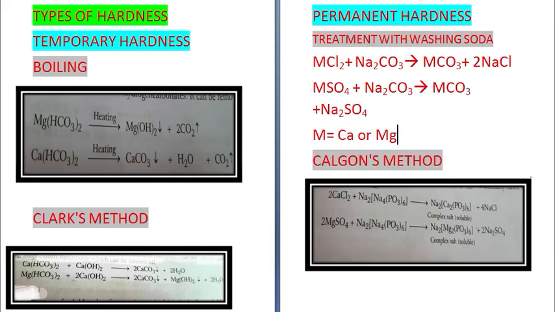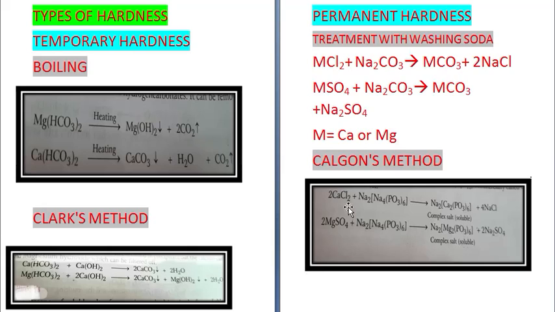Okay. Next way of removing permanent hardness is Calgon's method. Sodium hexametaphosphate, Na6P6O18, which is also called Calgon, is added to hard water. See, 2CaCl2 reacts with Calgon, Na2[Na4(PO3)6], and it gives you Na2[Ca2(PO3)6], a complex salt, plus 4NaCl.